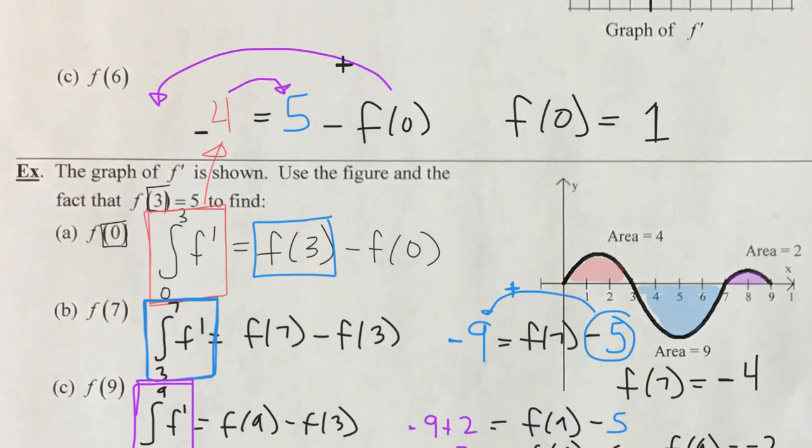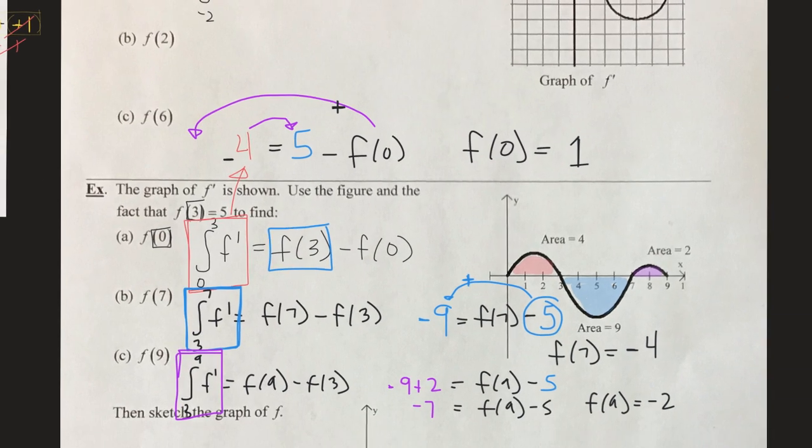Okay, so here is all the work. 0 is less than 3, so 0 is your lower bound, 3 is your upper bound. We get this value from the graph. The integral means the area under the curve. So f of 0 equals 1. Here 7 is greater than 3, so 3 is your lower bound and 7 is your upper bound. And because our graph is below the x-axis, we have an area of -9. f of 7 is -4. And likewise for f of 9, we have to do the -9 plus 2, and f of 9 is -2.